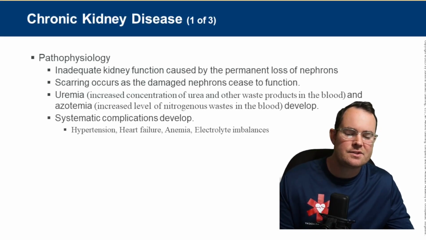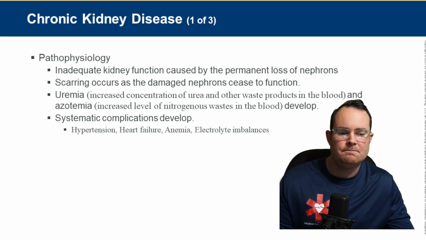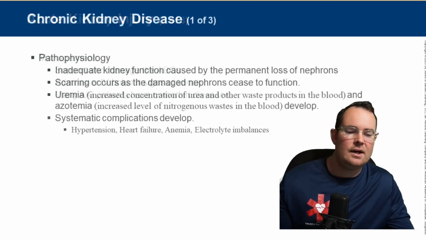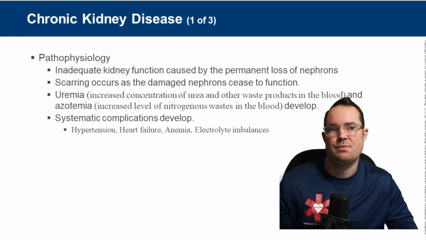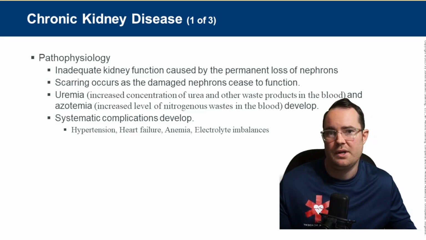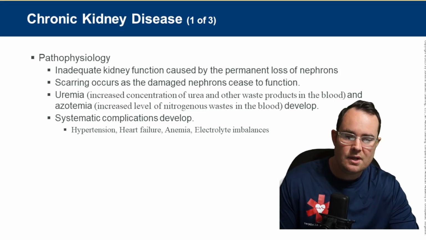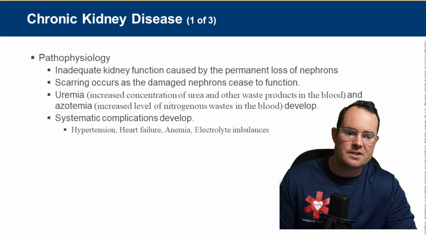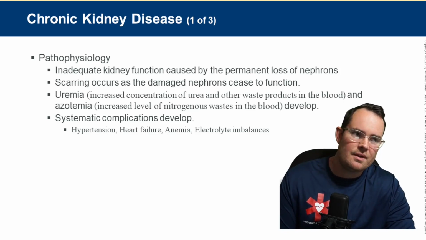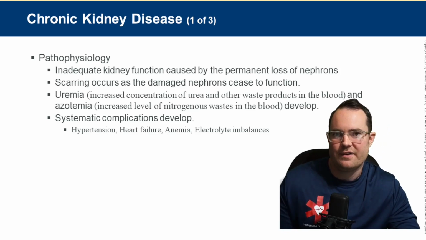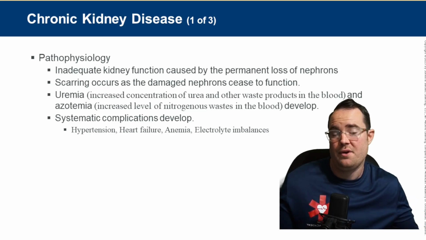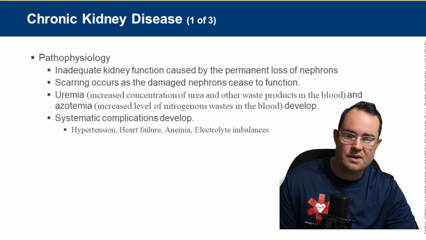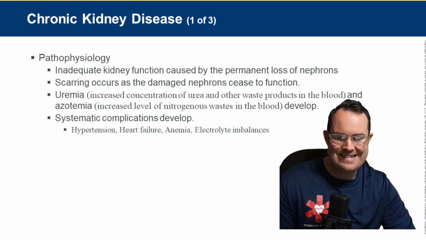Chronic kidney disease, this is where it gets a little bit worse. Obviously, AKI is acute. It just happened. When somebody has chronic kidney disease, this has been long term and it's not going anywhere, right? This patient needs to be treated. It says with chronic kidney disease, inadequate kidney function causes permanent loss of nephrons. And if you remember what I said earlier, nephrons assist in forming urine, right? So these patients are having a hard time urinating as well with chronic kidney disease.